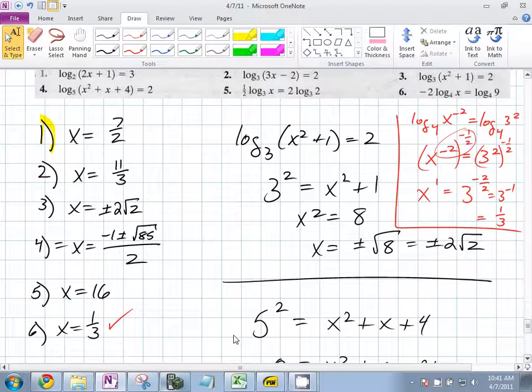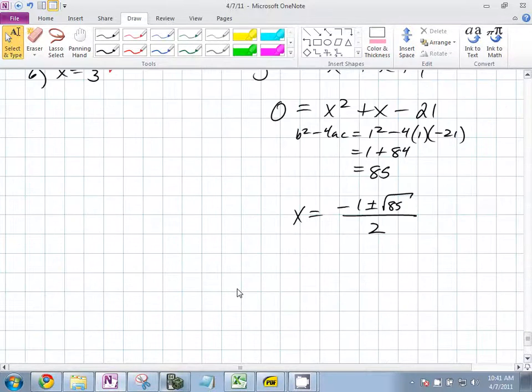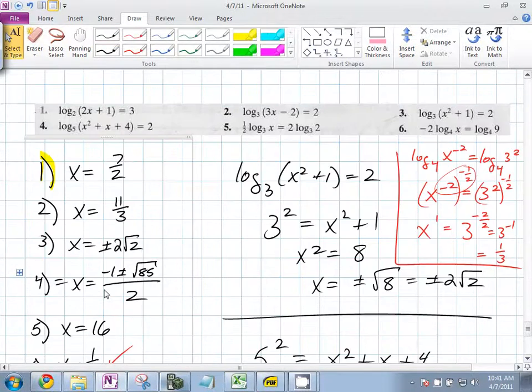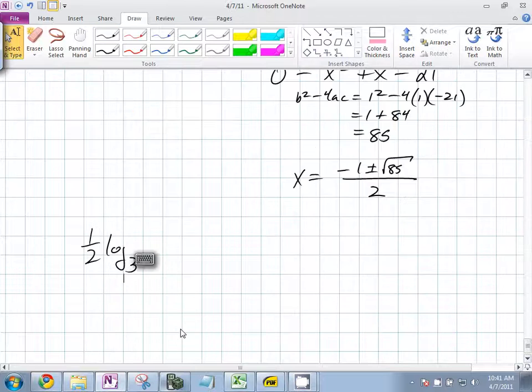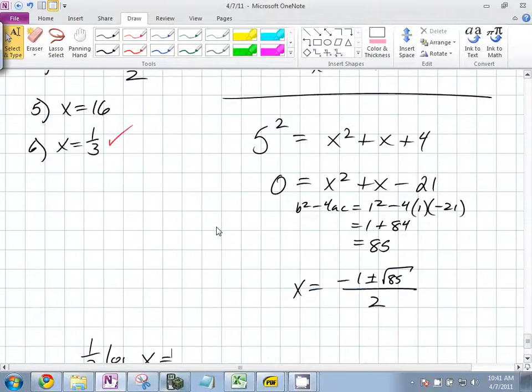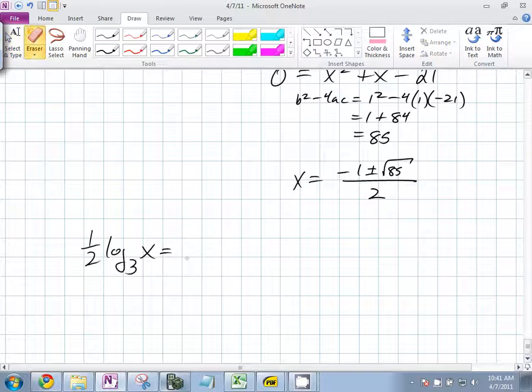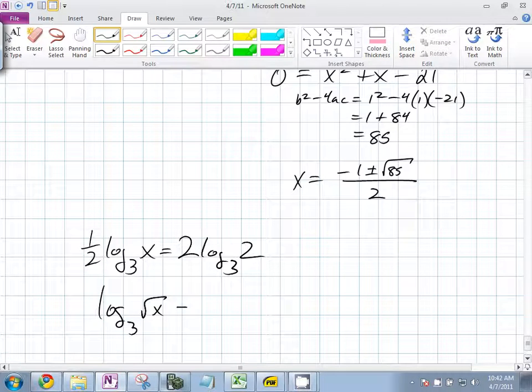Because I put the coefficient into the logarithm. 1/2 log base 3 of x equals what? 2 log base 3 of 2. So what did you do first? I put the coefficient into the logarithm. So it's log base 3 of the square root of x is equal to log base 3 of 4. So therefore the square root of x is equal to 4.